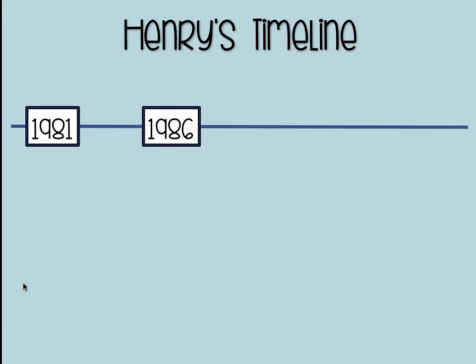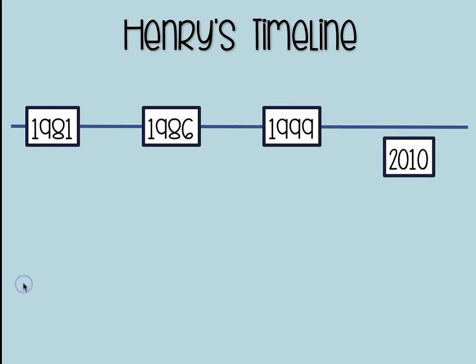The way I'm going to do that is I'm just going to put the dates on the line first in order. So, we had 1981, 1986, 1999, and 2010. Now, just like in a story, I want to start with the beginning and then go to the middle and then the end. So I started at the very beginning, 1981, and I worked my way through the events to 2010. Okay, so I put it in order on the line.